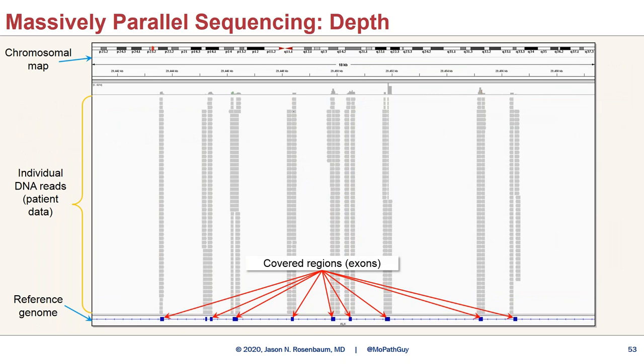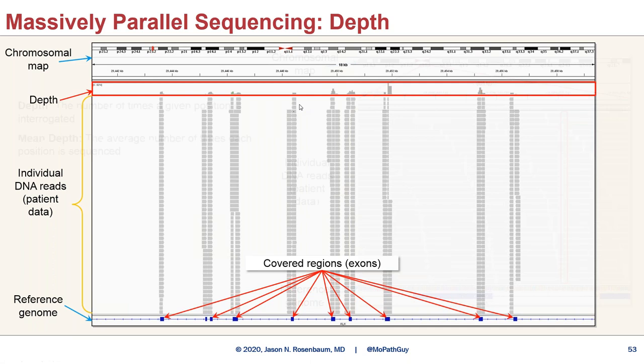Here is a zoomed out view of IGV, and you can see that there is a depth view that you can visualize. This is an amplicon-based panel, and this view of depth illustrates that some amplicons outperform other amplicons just by the nature of amplicon chemistry. That's an illustration of it right there.